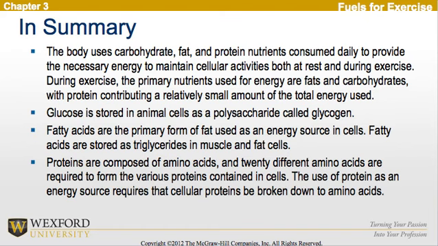Proteins are composed of amino acids, and 20 different amino acids are required to form the various proteins contained in cells. The use of protein as an energy source requires that cellular proteins be broken down to amino acids.